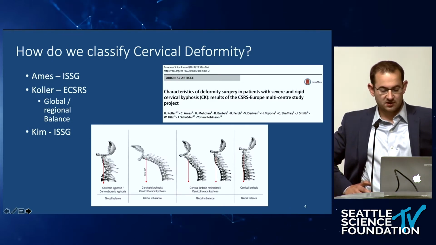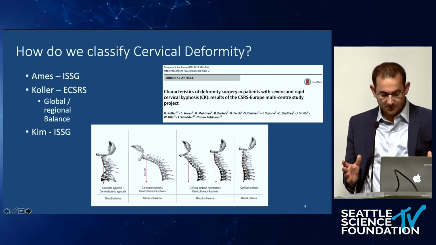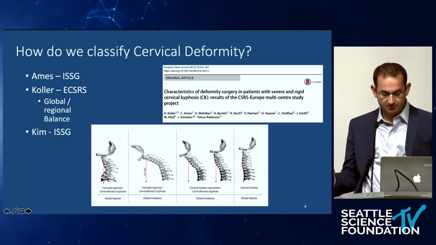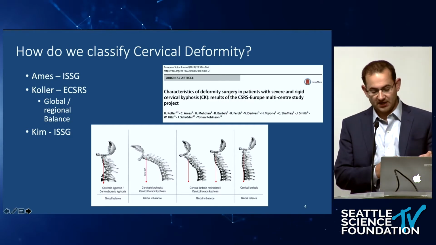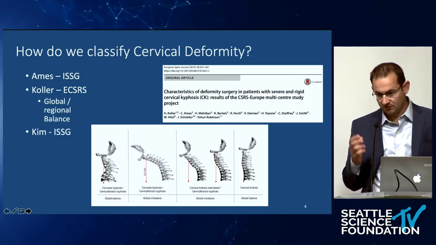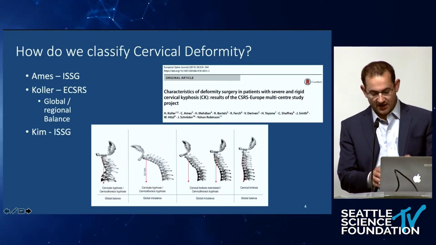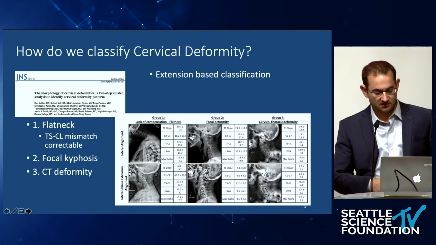The European CSRS classification is a little bit more simple in that it looks at cervical balance. The spine is either imbalanced or balanced, and then within those contexts, you either have regional kyphosis or lordosis. And so these four categories are maybe a simpler way to communicate deformity.